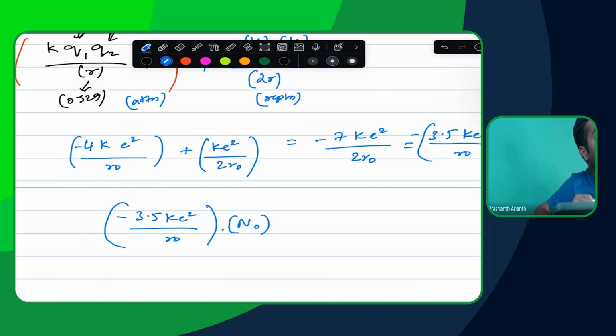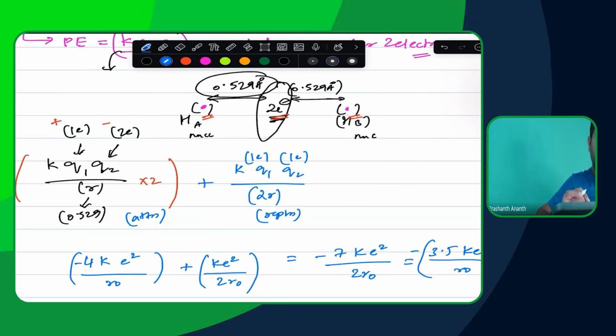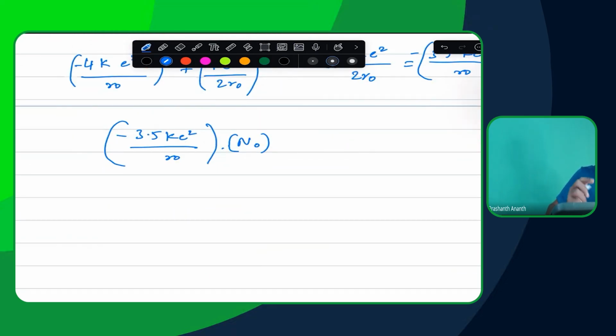Electron value of net potential energy indicated in the diagram. We are talking only for the electron. This is for the entire system. Only for the electron now, it will be just this, which will work out as 4Ke squared by R naught. Only for electron if I consider.